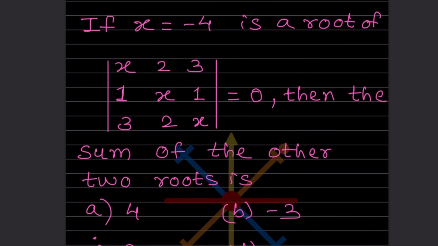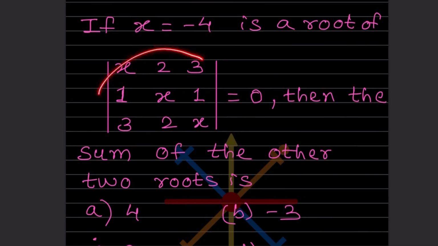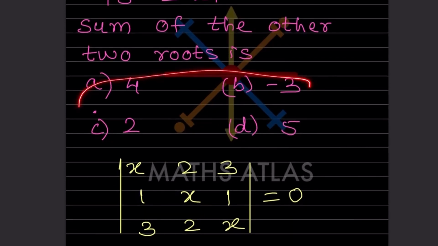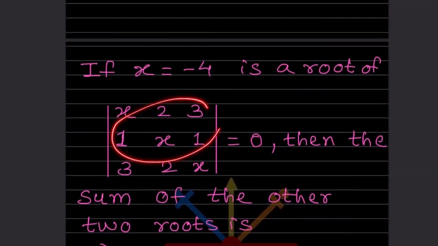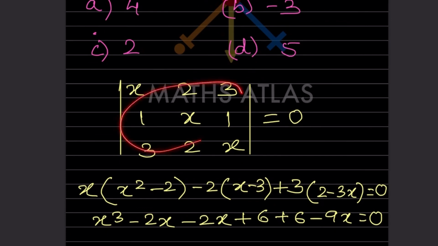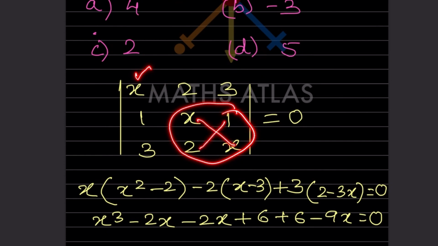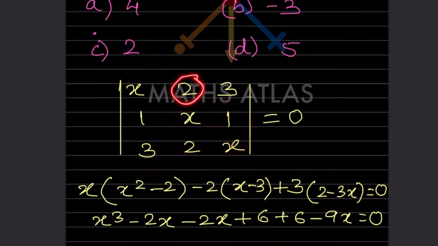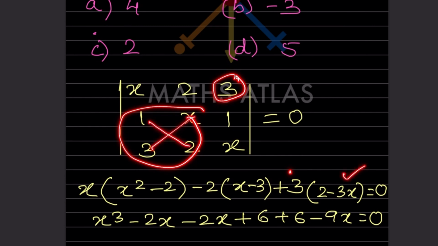Now here, if x is equal to minus 4 is a root of this determinant, then find the sum of the other two roots. These are the options given. So now let us write it over here, that is equal to 0. So now what will you do? You will take this x and then this one x square minus 2, then take this, but you will put minus sign, that is 2, and then we are going to consider this 4. So that will be x minus 3, then you will take this one, that is plus 3, consider this one, 2 minus 3x is 0.